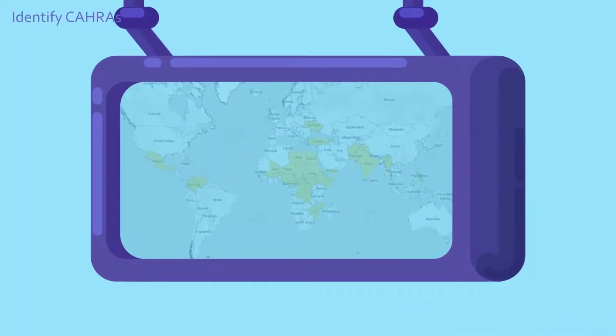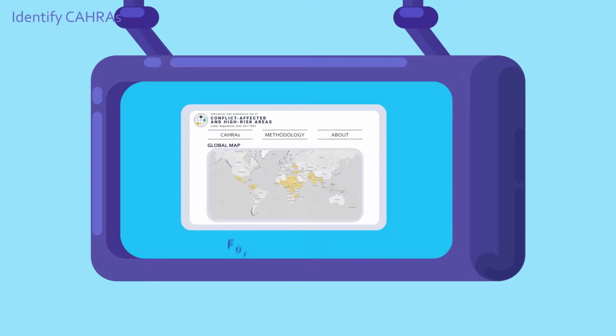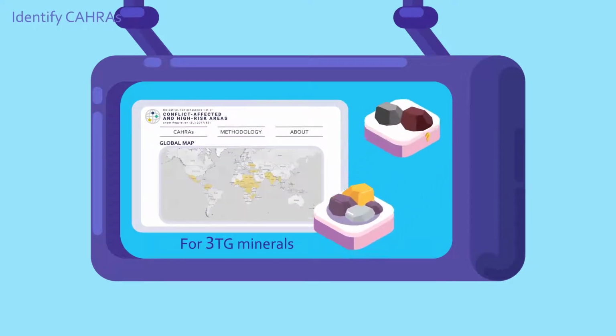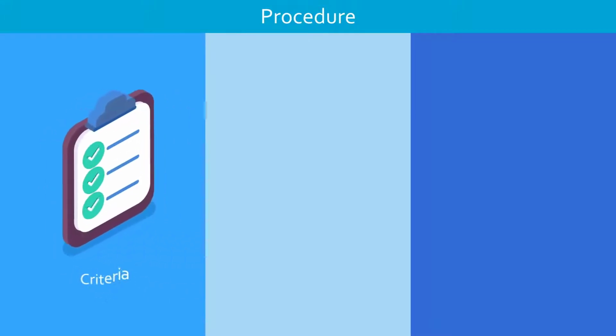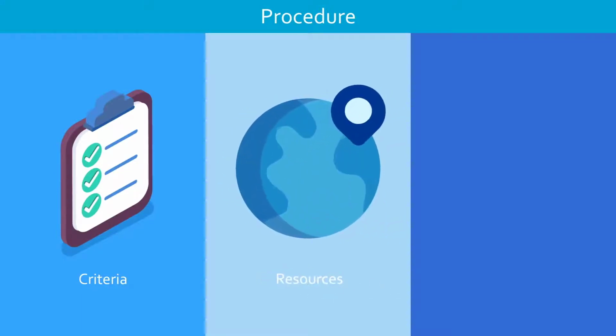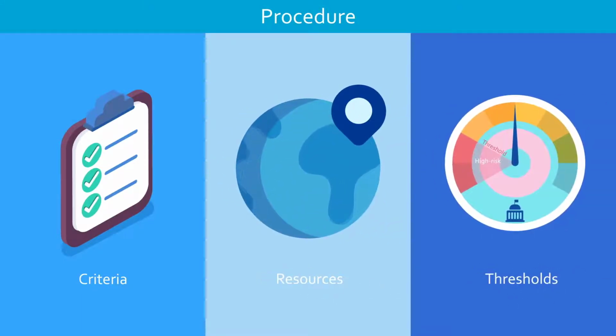To identify links with CAHRAs, you must define what you consider to be conflict-affected and high-risk areas. There is no single list of CAHRAs for all materials. The EU has a list of CAHRAs for 3TG minerals, but if your business involves any other materials, the EU list is not sufficient. Develop a procedure for identifying CAHRAs. In the procedure, you'll define the criteria on which you base your determination, resources that you'll consult, and the thresholds, how high a risk must be to qualify as a CAHRA.